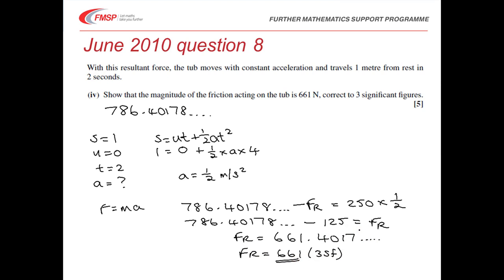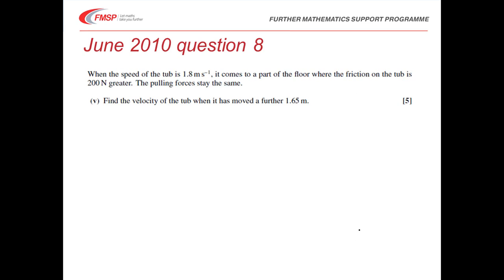So that's part 4, and then the last part, again another 5 marks. The speed of the tub is 1.8, so let's jot that down. That's the current speed for this phase of the motion. And it says we need to find the velocity of the tub when it's travelled a further 1.65 metres. Now we don't know the acceleration because there's an increased frictional force, and the velocity is the thing that we need to find. So acceleration we're not sure of, and velocity is the thing that's given in the question. So we're going to have to find the new acceleration.